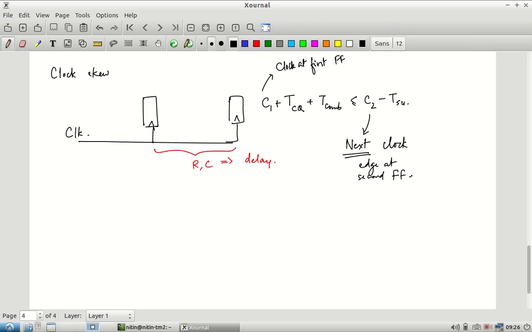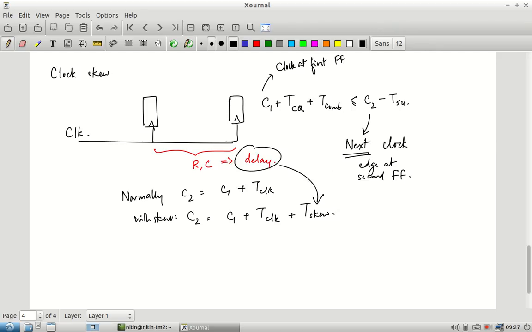So this is the kind of equation that we normally have. In the presence of skew, what happens? What we are saying is the clock at the second flip-flop is not just C1 plus T clock, right? Normally, C2 will be equal to C1 plus the clock period. With skew, C2 will be equal to C1 plus the clock period plus the skew. So in other words, this delay is what matters over here.